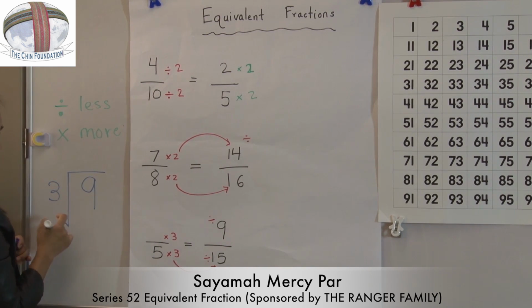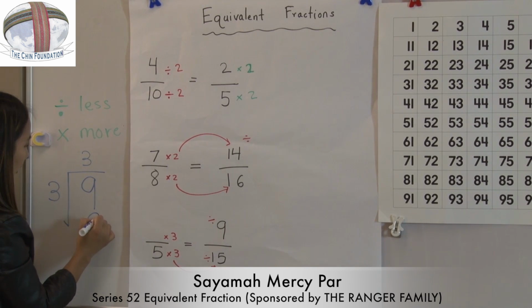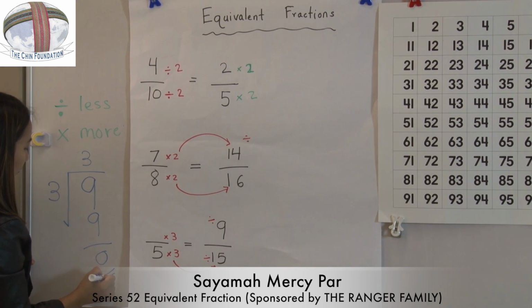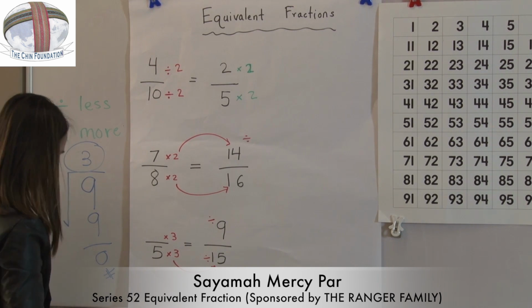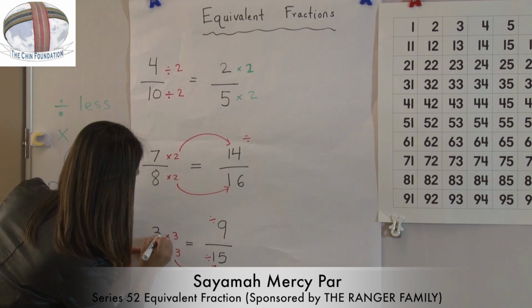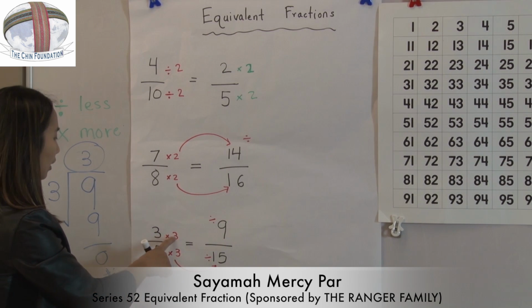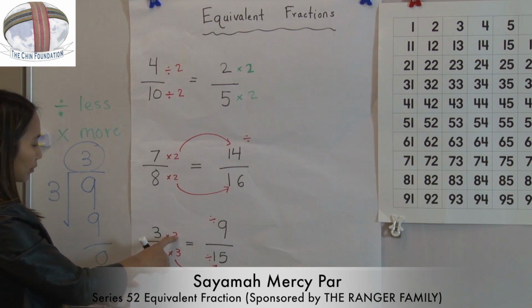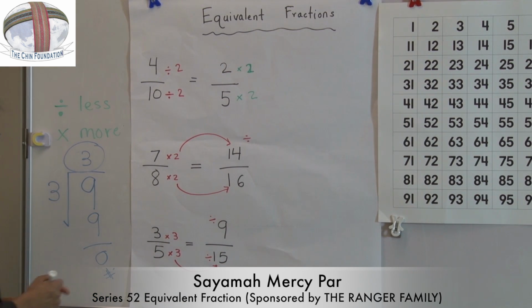Divided by 3. 3 times 1 is 3. 3 times 2 is 6. 3 times 3 is 9. Okay, so start here. 3 times 3. Okay, let's check our answer is correct or not. 3 times 3 is 9. 5 times 3 is 15. So that's correct.